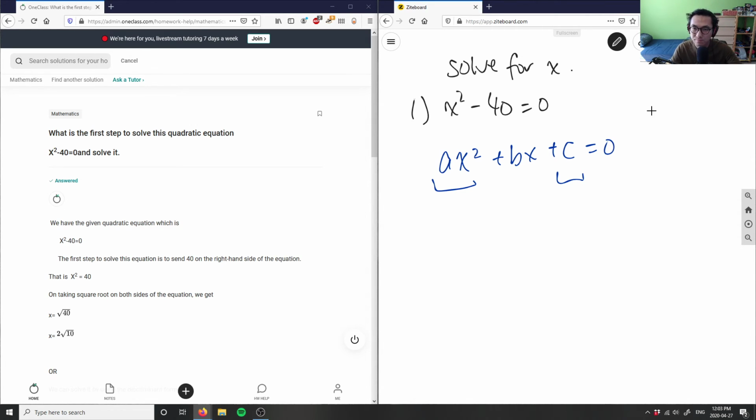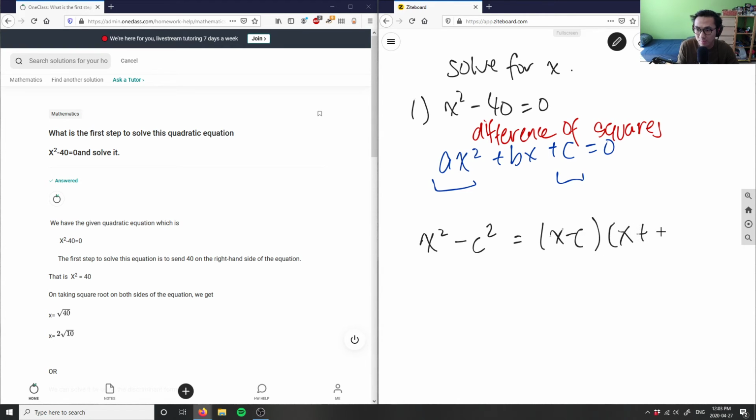So what we have here is x squared minus 40. This looks an awful lot like a difference of squares, because we only have two terms, with a subtraction or difference. When we talk about difference of squares, what do we mean by that? We have some term x squared minus some c term squared, and this equals x minus c times x plus c.